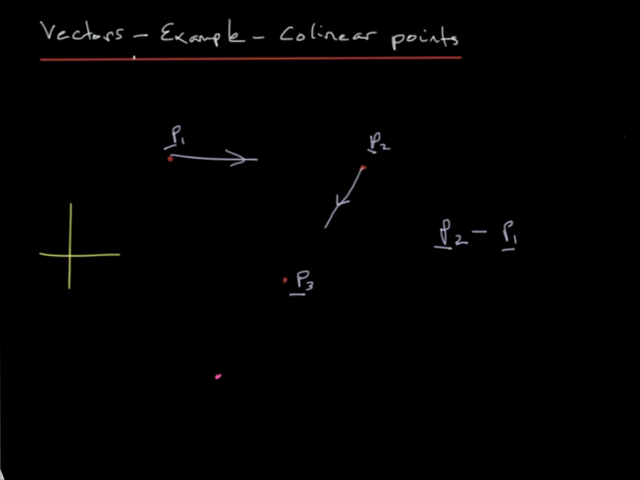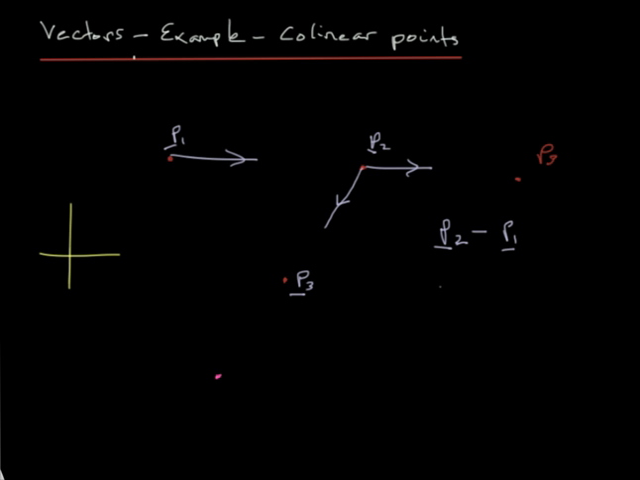But if the third point was over here, if this was P3, then hopefully you can see that the vector that points from P2 to P3, when I subtract those 2, is going to be this vector. And this one and that one are going to be totally parallel.